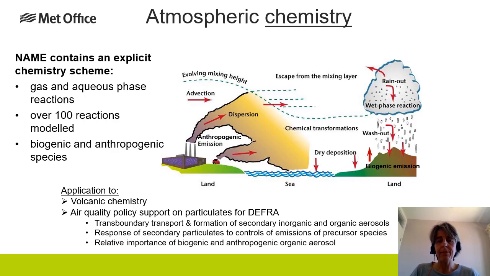NAME has an explicit sulfur and nitrate chemistry scheme. It has both gas and aqueous phase reactions, with over 100 reactions modelled for both biogenic and anthropogenic species. Other chemistry schemes exist in NAME, including a simplified sulfur chemistry scheme and an iodine chemistry scheme. The chemistry schemes are generally applicable to air quality and volcanic chemistry type runs.